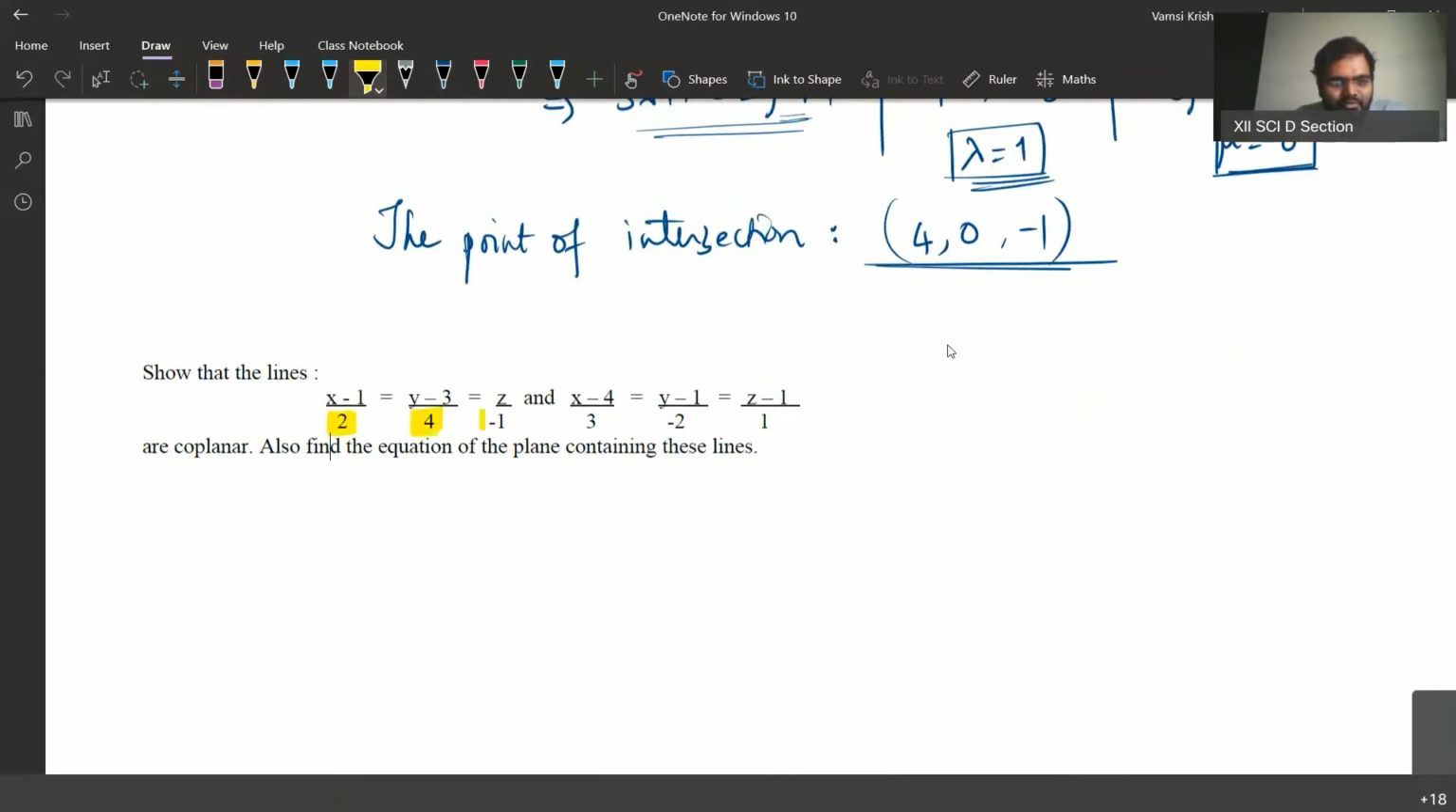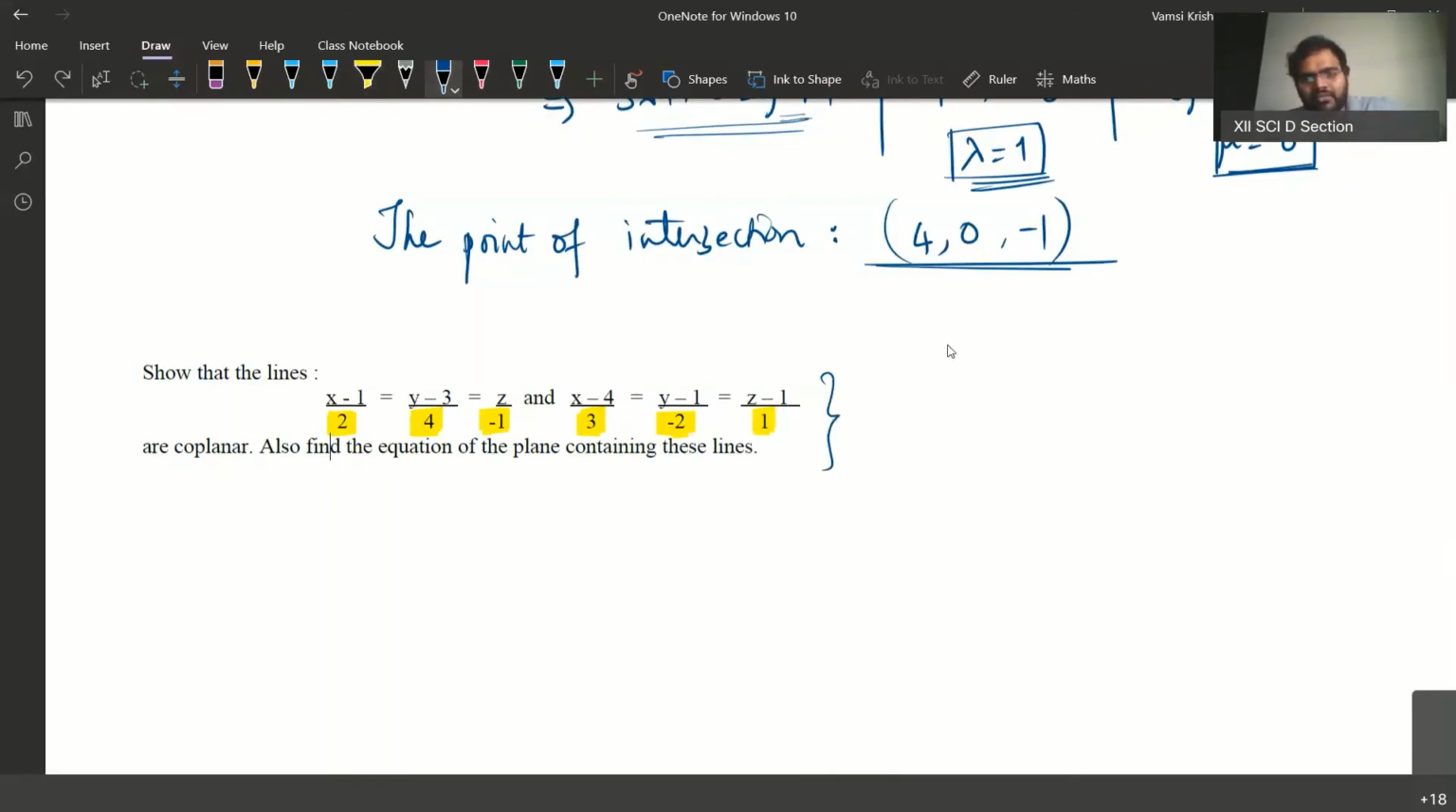Direction ratios are 2, 4, minus 1 and 3, minus 2, 1, right? They have different direction ratios. So if you want to prove that two lines with different direction ratios lie on a plane, it means they should intersect. There's no other way. So what are we supposed to write here?